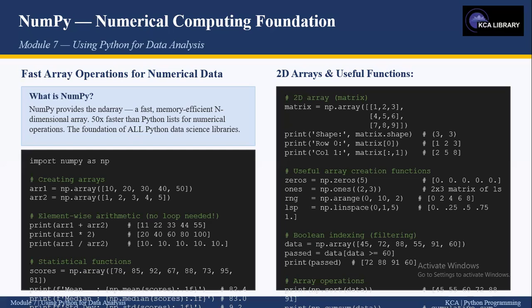The second line is for element-wise arithmetic, and that is how you can do it. No loop needed. Then for statistical functions, that is how you can do it. For a 2D array, that is a matrix, that is how you can create it. For useful array creation functions, also that's how you can create them. For Boolean index filtering, and for array operations also, that's how it's done. By following the examples, you will also learn how to create arrays using NumPy functions.